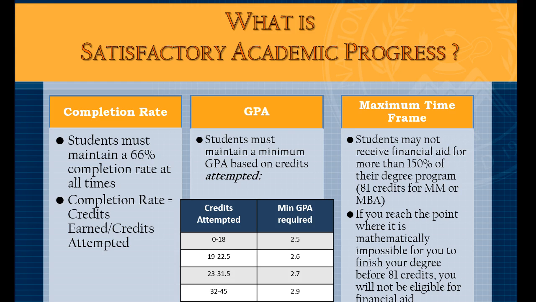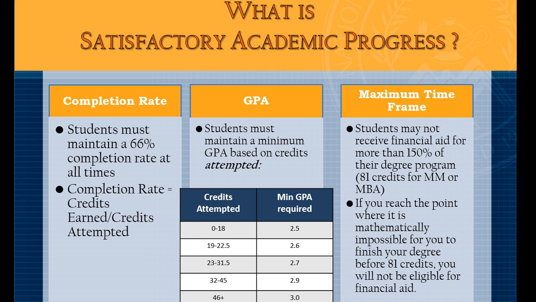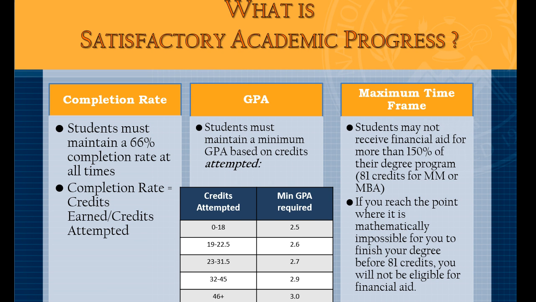The first is that you have to have successfully completed at least 60% of all the classes that you have attempted, and that means that if you withdraw or fail a class, it counts as not completing the class. The second part of the criteria is that you have to maintain a certain GPA based on the number of credits that you have attempted. And so I'm going to roll the screen down so that you can see what it is at 46 plus credits. So there's a range of what the minimum GPA is required based on how many credits you have, but you see at the bottom, in order to graduate, you have to have a 3.0, and that's not just SAP, that's part of NAU policy.